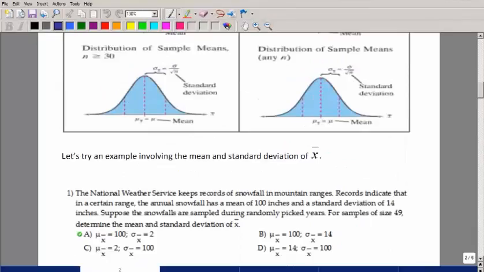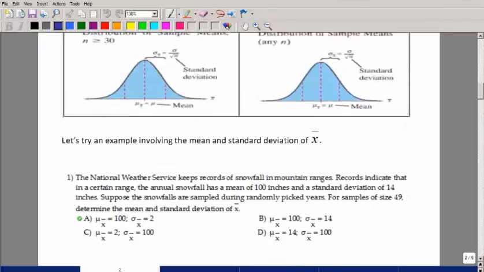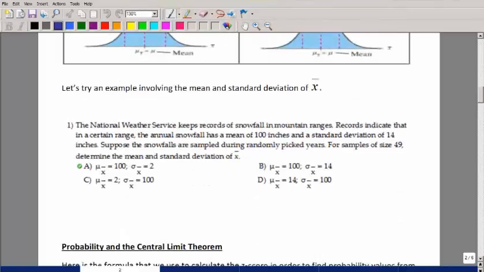All right, so let's see. Now, let's look at a problem involving the mean and standard deviation of x bar. Problem number 1 says the National Weather Service keeps records of snowfall in mountain ranges. In a certain range, the annual snowfall has a mean of 100 inches and a standard deviation of 14 inches. Suppose the snowfalls are sampled during randomly picked years. For samples of size 49, determine the mean and standard deviation of x bar. All right.